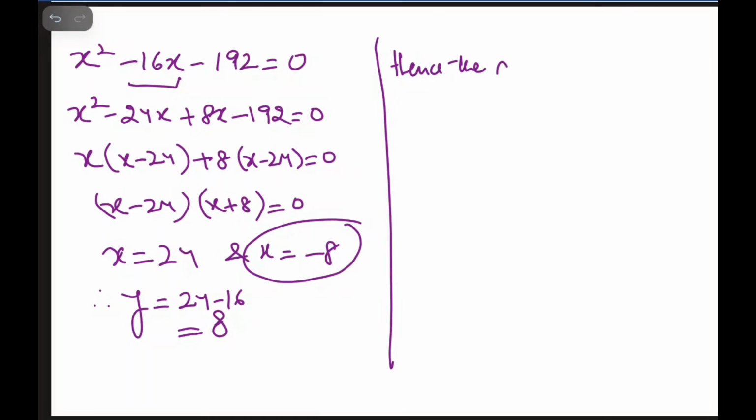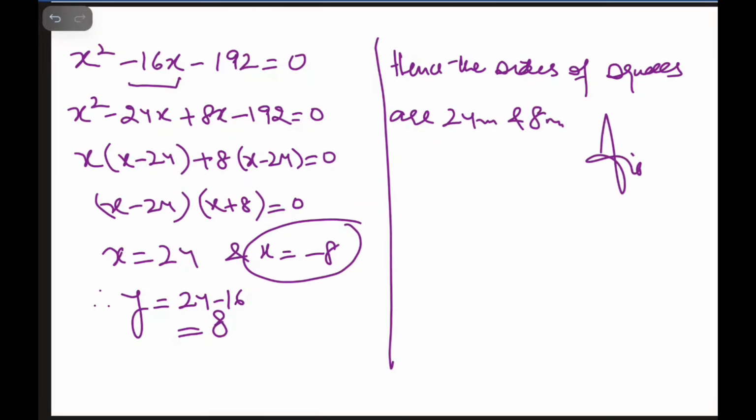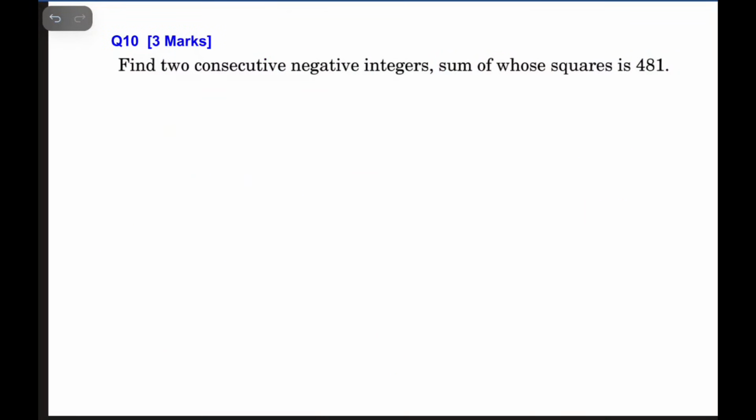Hence the sides of the squares are 24 meter and 8 meter. This will be our answer. Question number 10. Find the two consecutive negative integers whose sum of squares is 481.